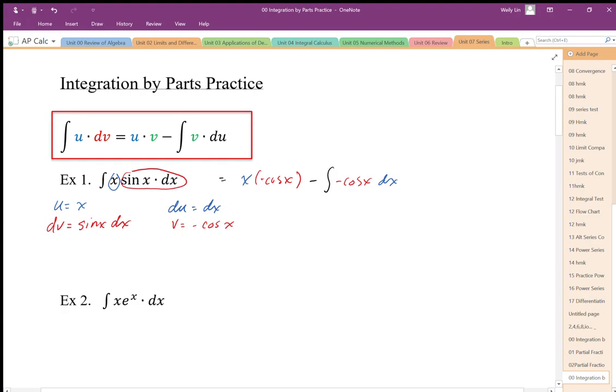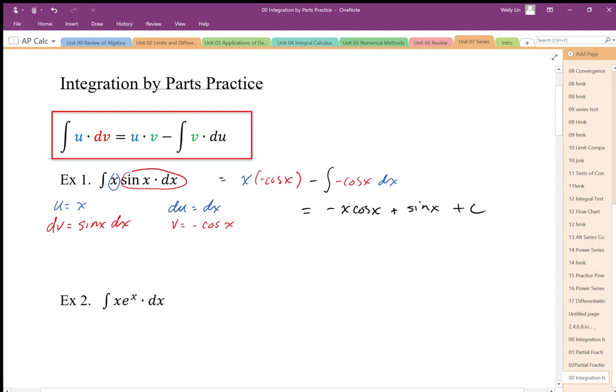And so what we've then generated is, when we look at this piece here, we have to evaluate: is this easier than what I started with? Yes. In fact, it's one I can evaluate. So now I can just continue. This integral then is going to be negative x cos x plus the antiderivative of cos, which is going to be sine, and then we have a plus c.